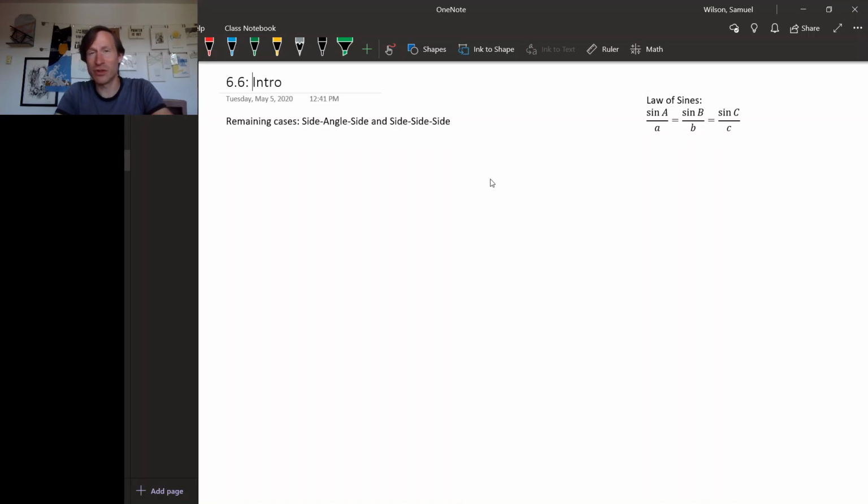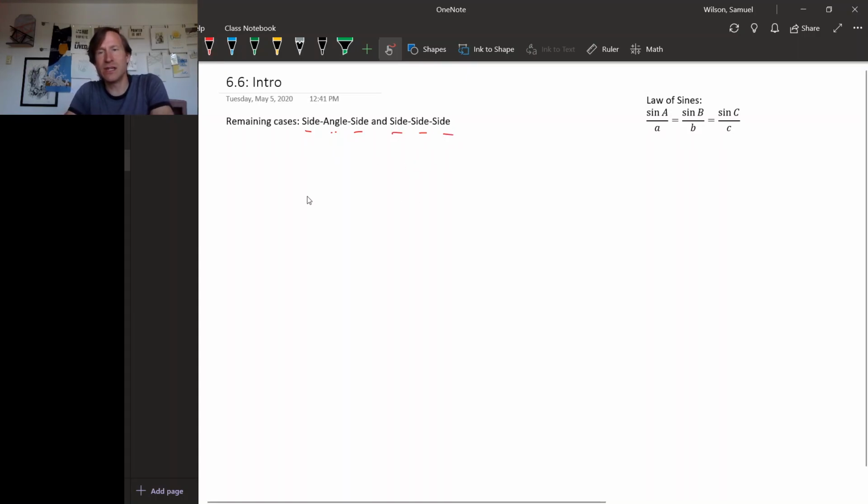We had some success with the law of sines in solving triangles of various varieties. There are two situations that we didn't look at yet, and that was a triangle where we know two sides and the angle between them, and also the situation where you know all of the sides of the triangle. So let's see what the law of sines can do for us in these two situations.